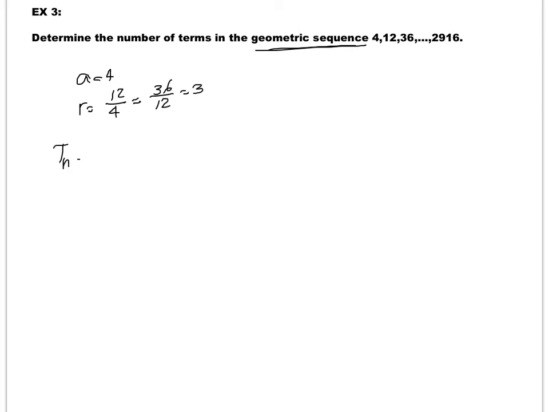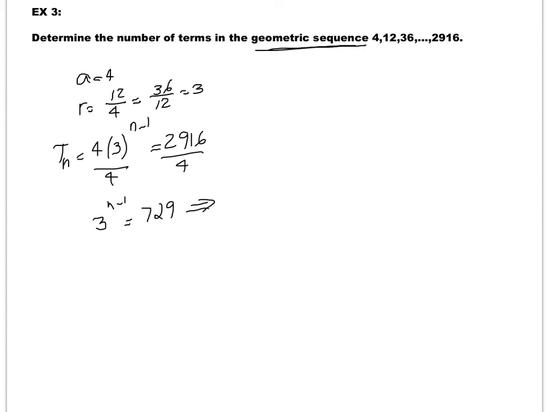So our formula becomes a, which is 4, times r exponent n minus 1. But we know that this one is 2916. Now I'm going to divide both sides by 4, and I get 3 exponent n minus 1 is 729. Now I can either try to express 729 as 3 exponent a number, or I can use the log function. Let's use the log function here.